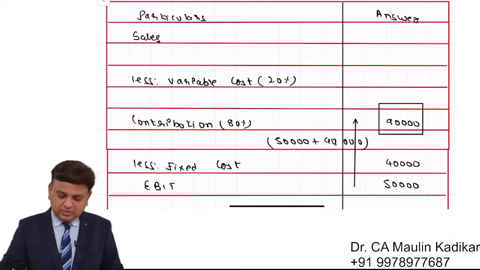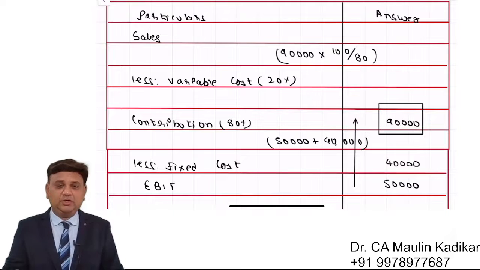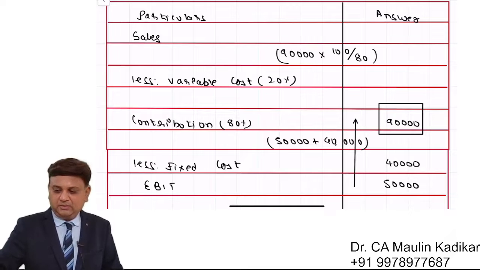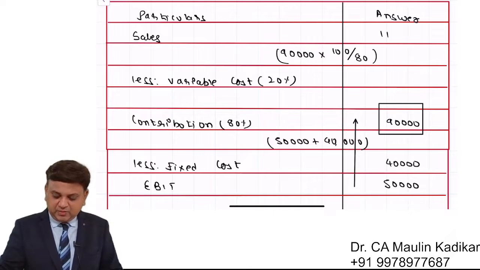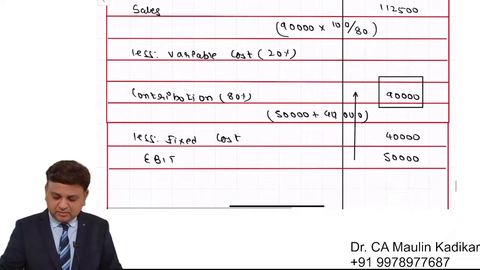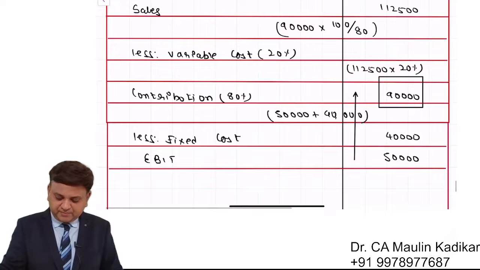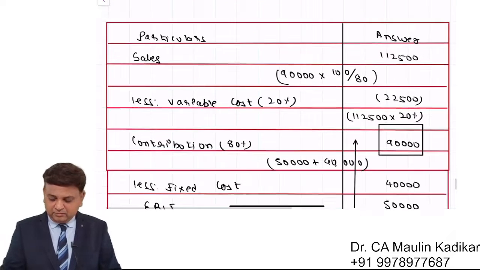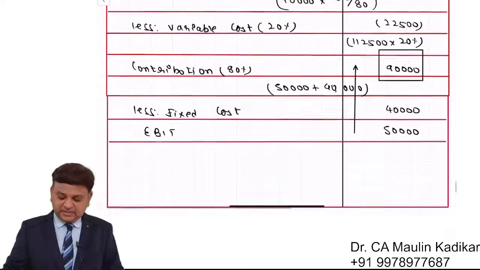Sales value will be found as 90,000 into 100 divided by 80, because PV ratio is 80%. So for every 100 rupees of the sales, contribution is 80. So it is 1,12,500. 1,12,500 into 20% comes to 22,500. So we understand something like this.